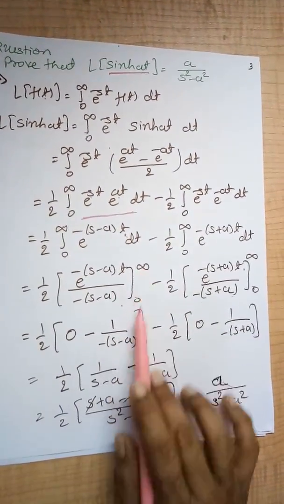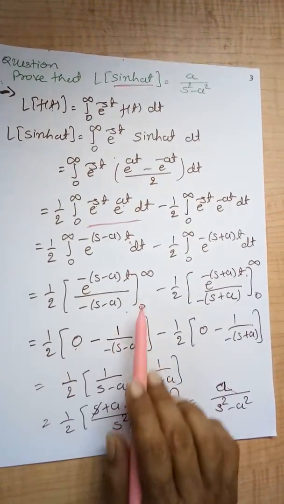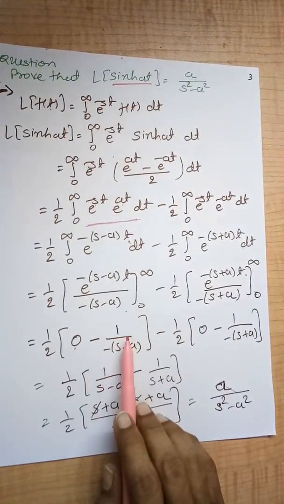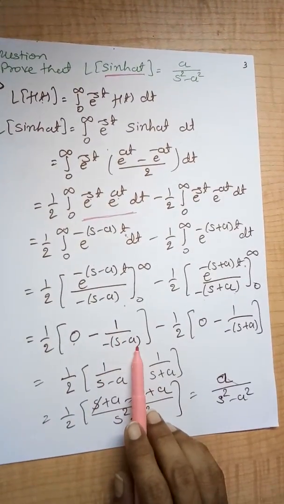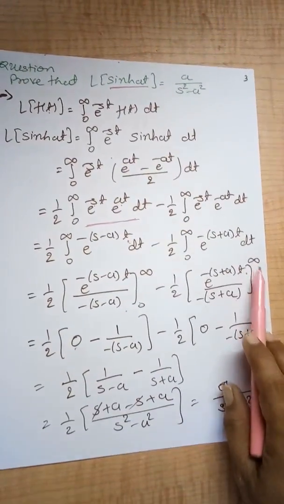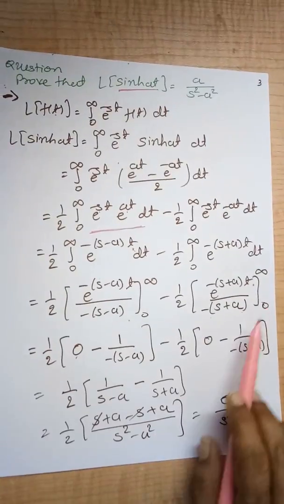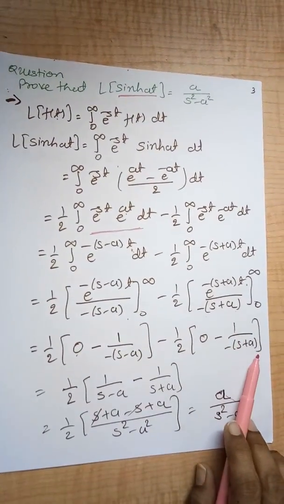After putting the upper limit and lower limit, when we apply the upper limit we get the answer 0. When we apply the lower limit we get the answer 1 upon minus s minus a. Same in the second term: when we apply the upper limit infinity, we get the answer 0, but when we apply the lower limit we get 1 upon minus s plus a.